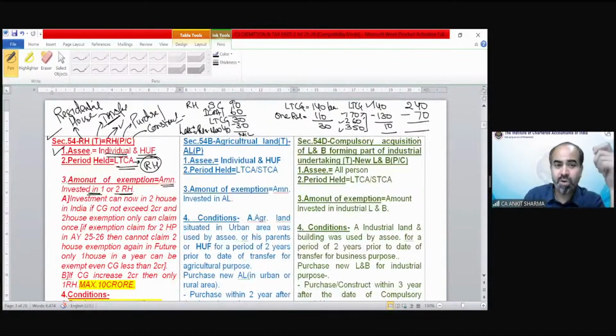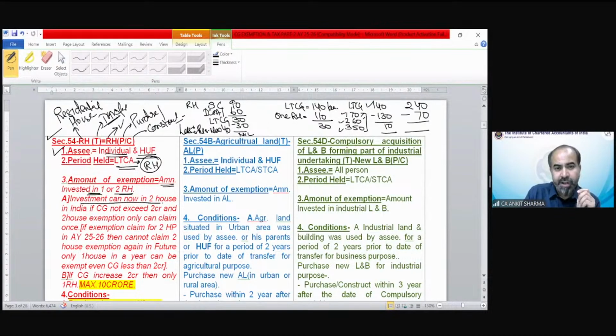So first condition was individual, HUF. Second condition, asset should be long term. You can purchase one house exemption, you can take two house exemption, but two house exemption is a lifetime exemption and it can be used only in that year in which gain does not exceed 2 crore. You can see this.